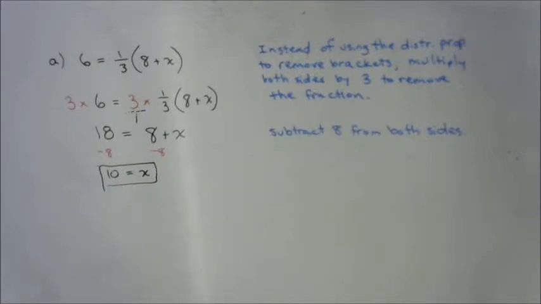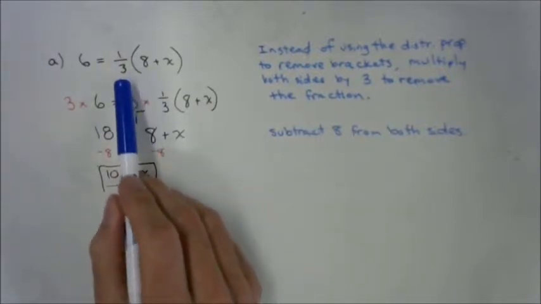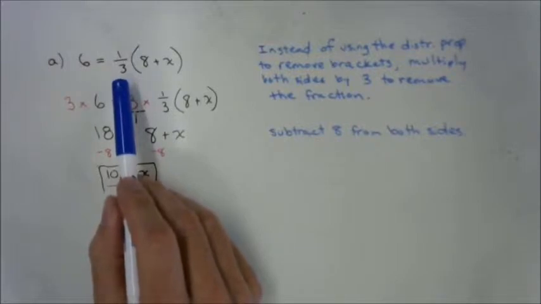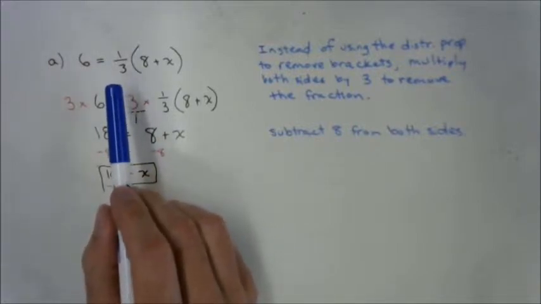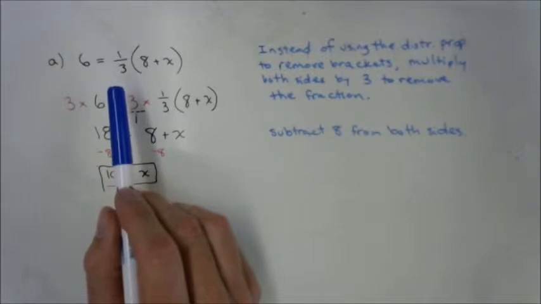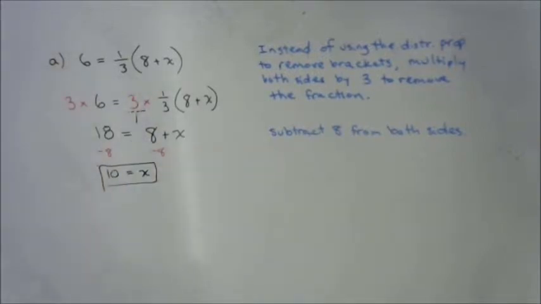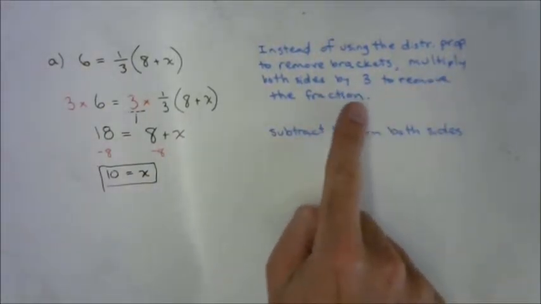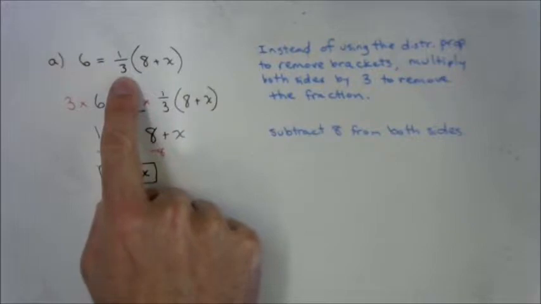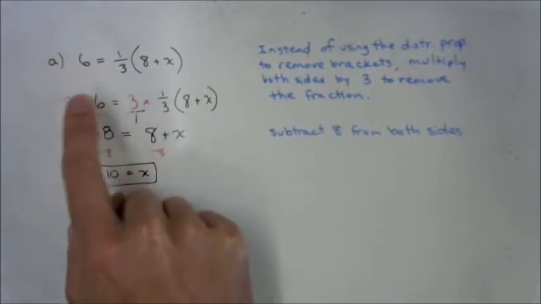Good? All right. So, it's the same steps as before, but instead of distributing, we got rid of that fraction right away. Now, later on in today's lesson, I think, we're going to get into what happens if you have two fractions and you have to do the same thing to both sides. It gets a little bit tricky. But for now, stick with this. Instead of using distributive property, multiply by the number that will get rid of your fraction. And then do that same thing to both sides.